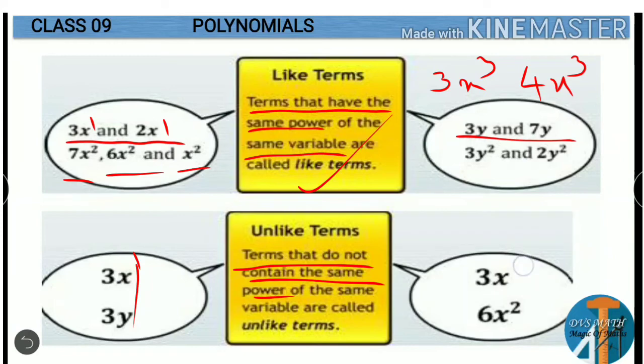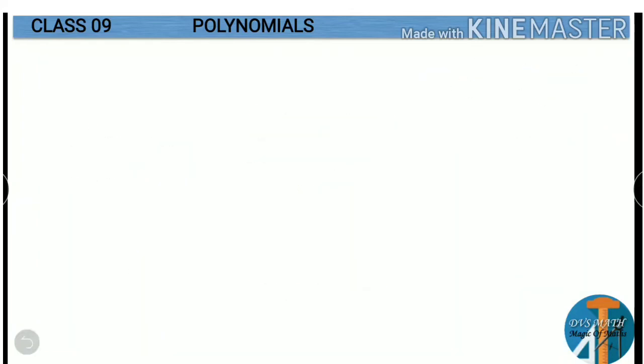Here also, 3x and 6x square. The variable is the same, x, but the power is different: here x to the power of 1, here x to the power of 2. Clear? So these are unlike terms. So we have to satisfy two conditions: the power should be the same and the variable should be the same. Let's go for the next one.